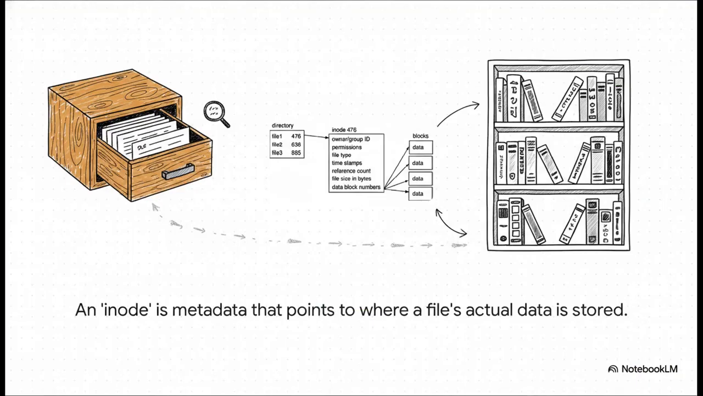Now, to understand these footprints, you first have to understand something called an inode. The best way to think about it is like a card in an old-school library card catalog. The card isn't the book, right? But it tells you everything about the book, who wrote it, when it was published, and most importantly, exactly which shelf to find it on. Well, an inode does the exact same thing for a computer file.